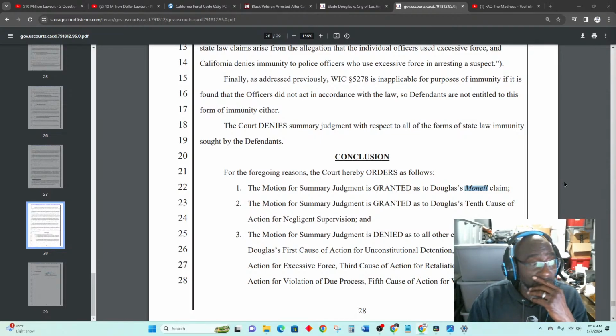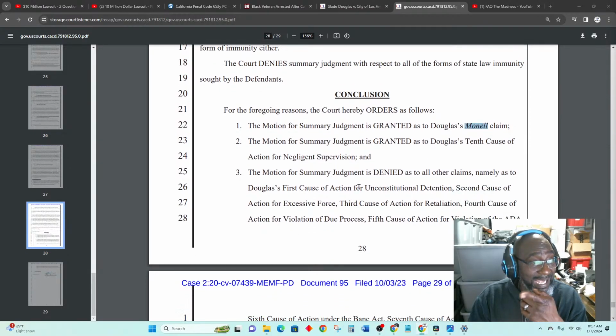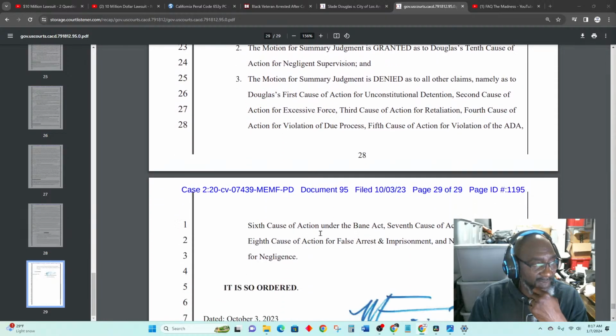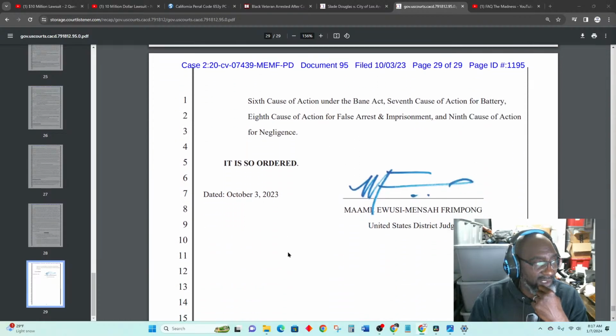But anyway, back to the conclusions. The motion for summary judgment is granted as to Douglas's Monell claim. The motion for summary judgment is granted as to Douglas's 10th cause of action for negligent supervision. And the motion for summary judgment is denied as to all other claims, namely as to Douglas's first cause of action for unconstitutional detention, second cause of action for excessive force, third cause of action for retaliation, fourth cause of action for violation of due process, fifth cause of action for violation of the ADA, sixth cause of action under the Bane Act, seventh cause of action for battery, eighth cause of action for false arrest and imprisonment, and ninth cause of action for negligence. It is so ordered.